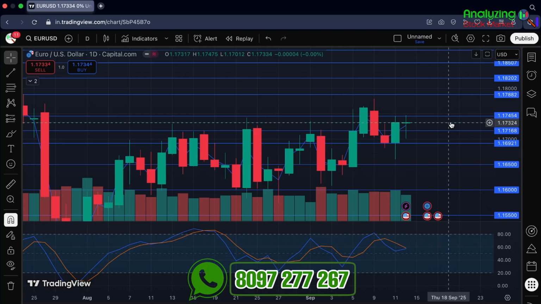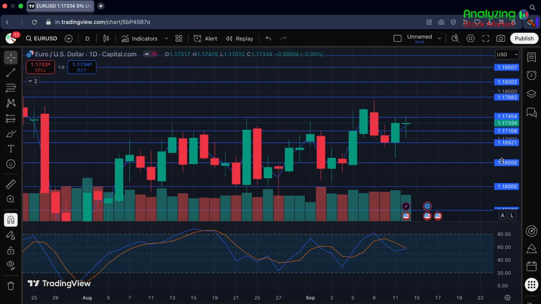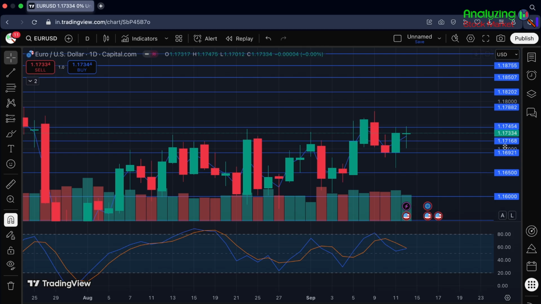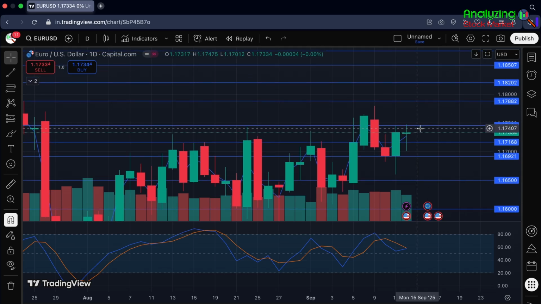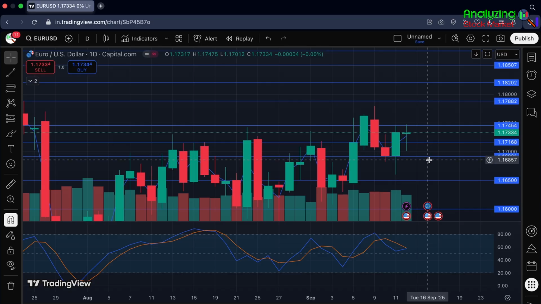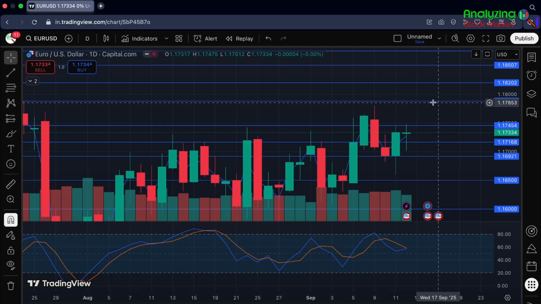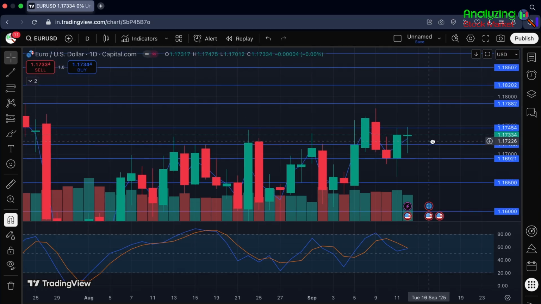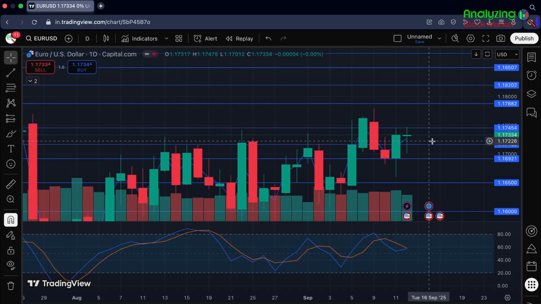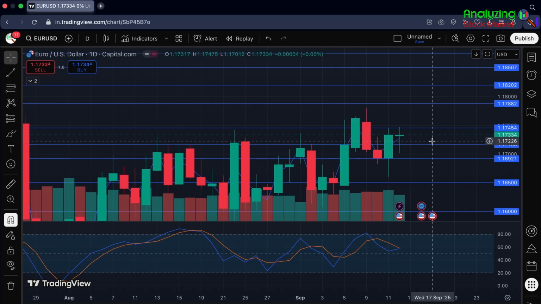Also, let's talk about my expectation for the current week. If I talk about the closing, 1.17334 is the closing here. The direct support is 1.17168. Direct resistance is 1.17454. After direct support, there is a support of 1.16921 and then 1.16500. After direct resistance, there is a resistance of 1.17882 and then 1.18202. So these are important support zones and resistance zones that will help you to take better stop loss and target levels according to your bias.